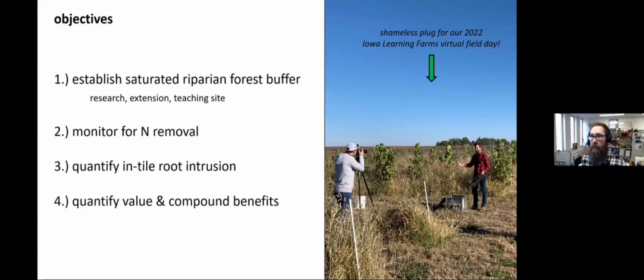Second is to monitor for N removal. And I'll get to this in the methods, but due to budgets, we are just looking at N concentration. So we're not calculating load at present. So this is just N concentration.